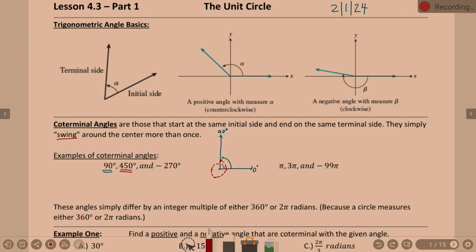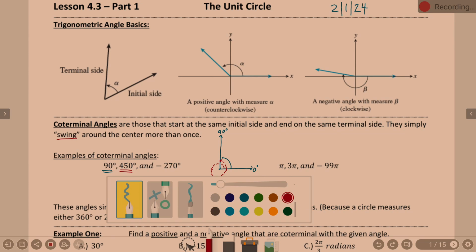My original bluish angle here was 90. My red dotted line is me measuring: 90, 180, 270, 360, 450. Oh, I just landed at the same spot, didn't I? So one way to think about coterminal angles is that they are separated by 360 degrees, because they're separated by one revolution around the circle. Now let's try another one here.